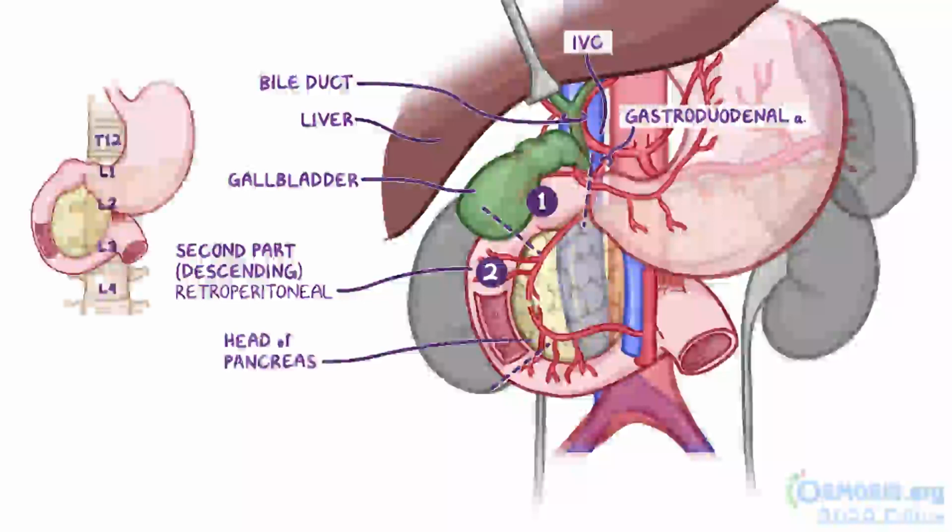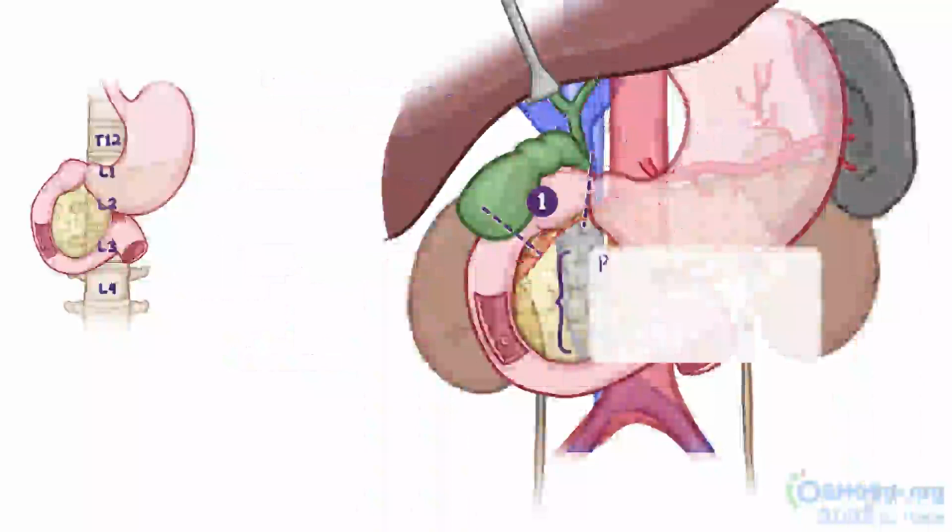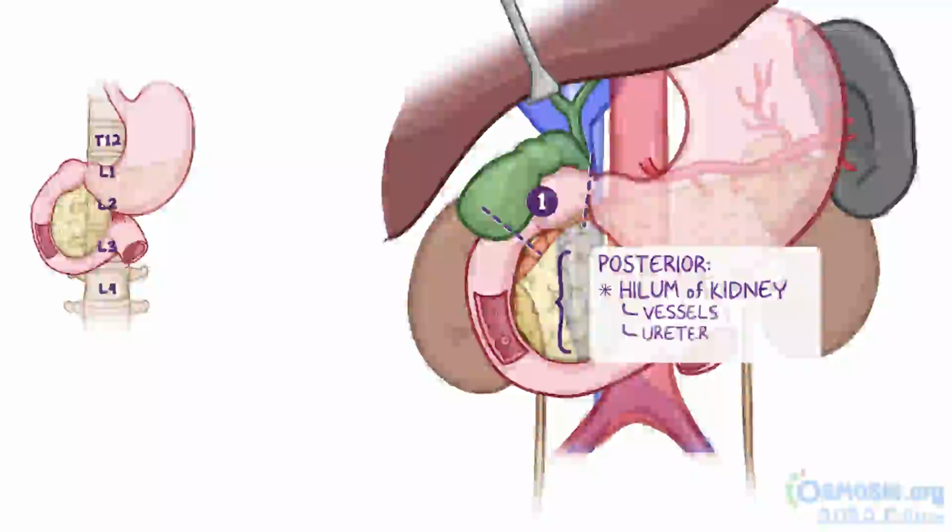Overlying the second part is the transverse colon and the convolutions of the small intestine, whereas posterior to it there's the hilum of the right kidney, its vessels, and ureter.